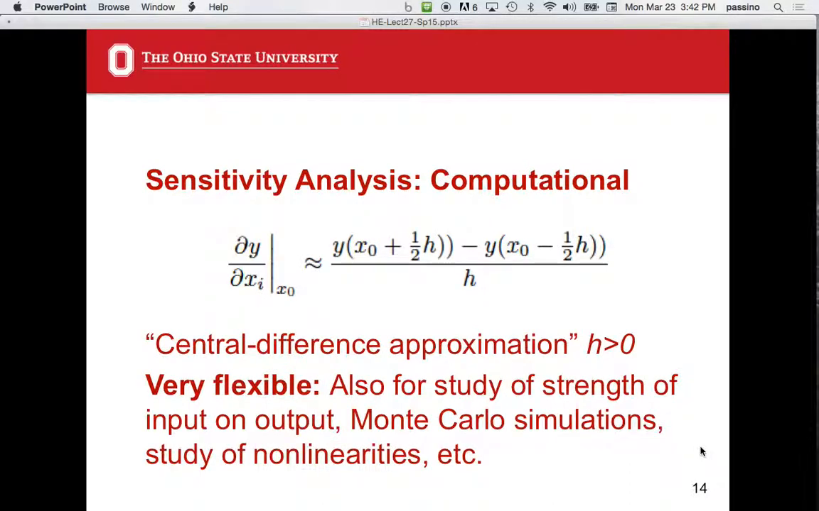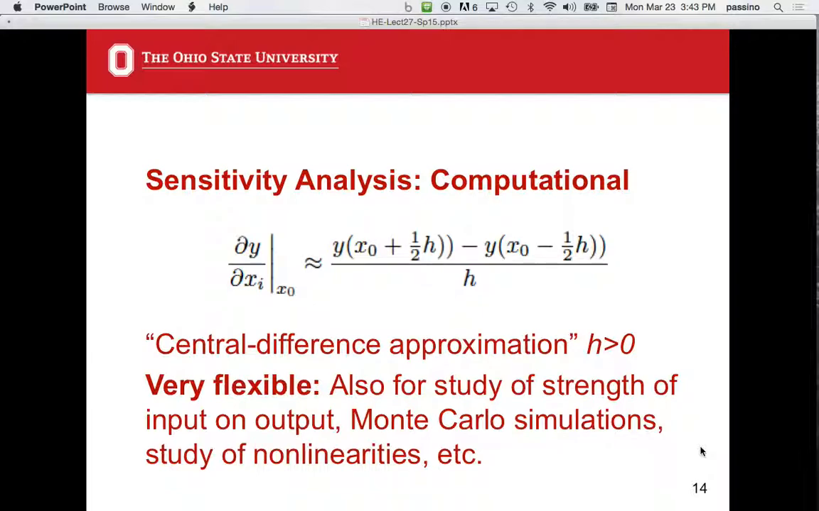Now, computationally, the normal approach to do this is via what's called a central difference approximation. So if you're going to take a derivative, you don't do an Euler approach where you have a value here and a value here, take this value minus this value and divide it by the difference. You go to the center. You perturb up, perturb down, and take the difference between those two points. That's numerically known to be more accurate. Okay, that's all. It's very easy.